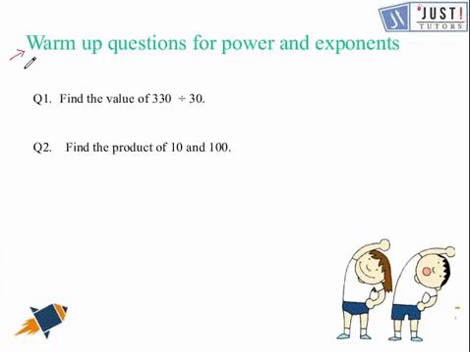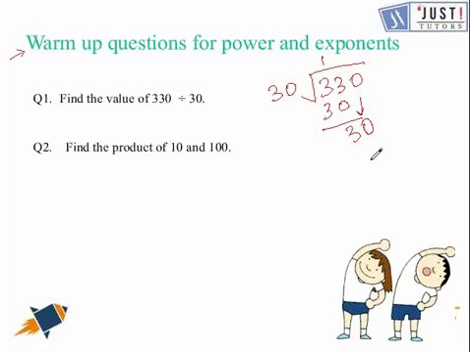So as you can see in question number 1, you need to find out the value of 330 divided by 30. So what do we need to do? We can use this method of division to find out what is 330 divided by 30. Now we need to look at how many 30 goes into 33. So that would be 1. So we put the 1 on the top and 30 underneath. Now the remainder is 3 and we need to put 0 down there. Now we need to look at how many 30 goes into 30 again. So that would be 1. So the answer is 11.